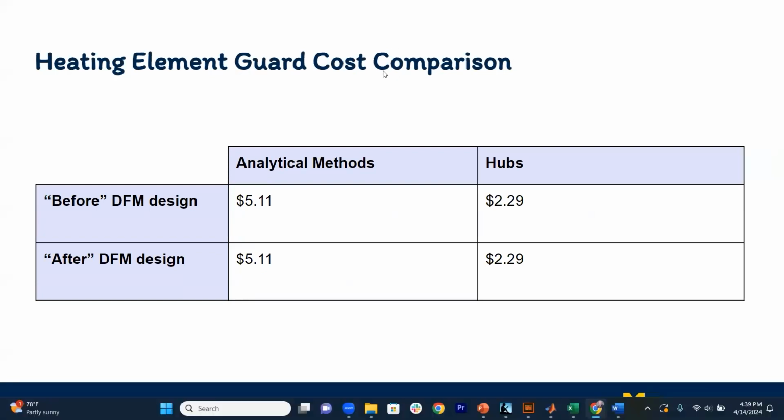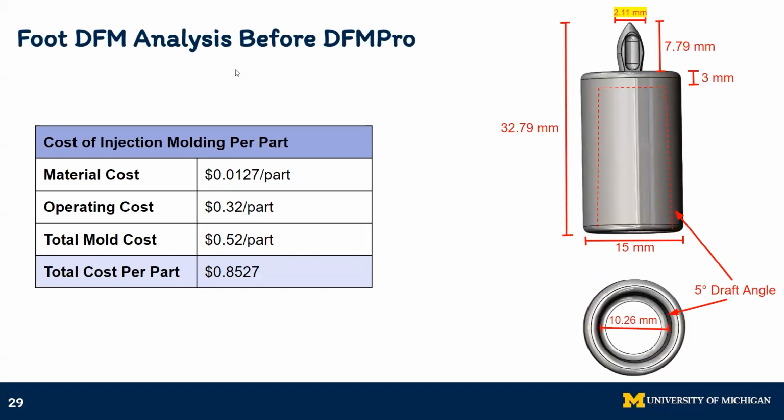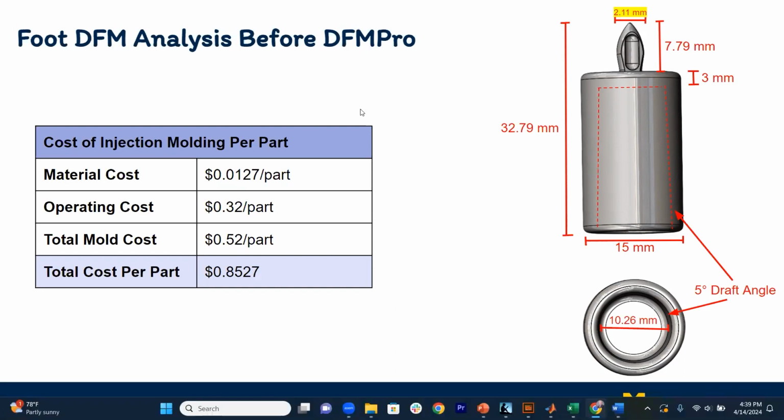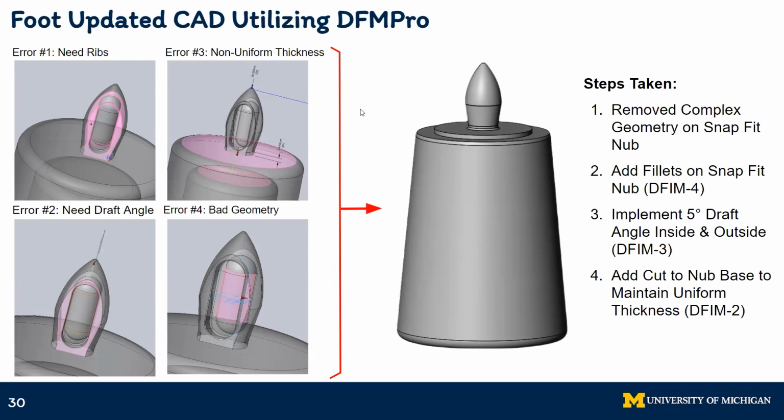Next, we analyzed the cost of manufacturing the foot assembly with injection molding before analyzing the design with DfM Pro. Again, this cost includes material, operating, and total mold costs, and it came out to 85.27 cents per part. Utilizing DfM Pro, we checked for any possible areas of concern for the manufacturing process. DfM Pro gave us 4 errors to address.